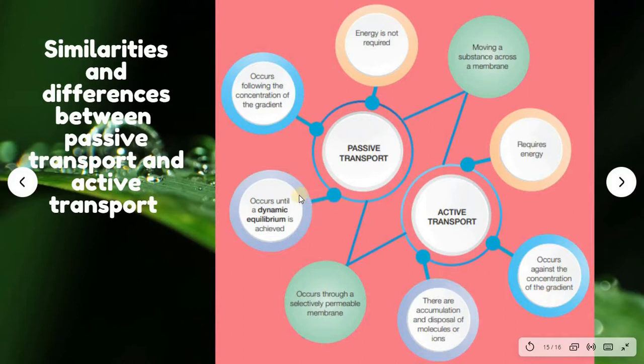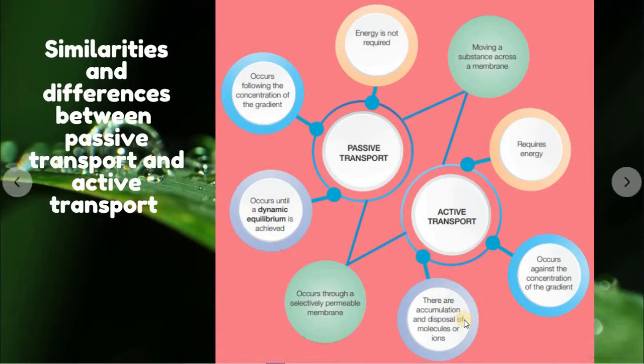The third difference: passive transport occurs until a dynamic equilibrium is achieved. What do we mean by dynamic equilibrium? That is when the concentrations of both solutions are equal. While for active transport, there is accumulation and disposal of molecules or ions. That refers to active transport, the accumulation or elimination of certain molecules.